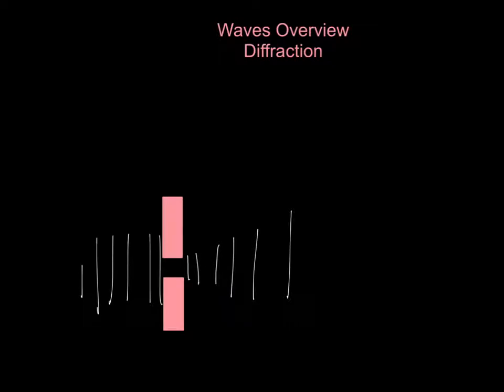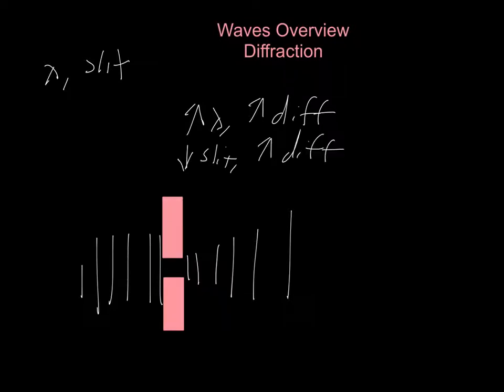It works with waves moving through any sort of barrier. But the key things that we need you to remember for diffraction are the wavelength and the size of our hole or our slit. These are the two factors that affect how much diffraction we see. If our wavelength is bigger, we're going to see more diffraction. If we have a smaller slit, we also are going to see more diffraction.